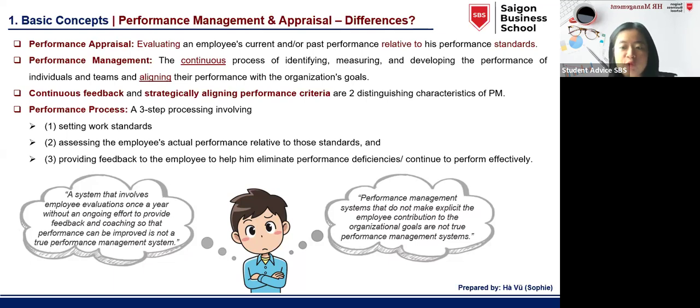Firstly, PA or performance appraisal means evaluating an employee's current or past performance against set standards. PM or performance management is a continuous process of identifying, measuring, and developing individual and team performance in alignment with organizational goals. Continuous feedback and strategically aligning performance criteria are the two distinguishing characteristics of a successful performance management system.